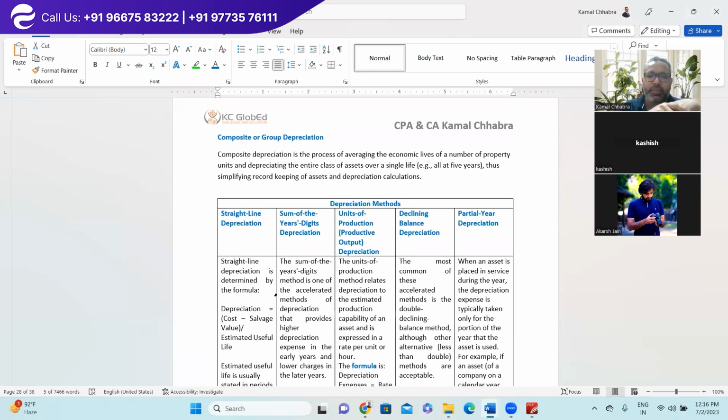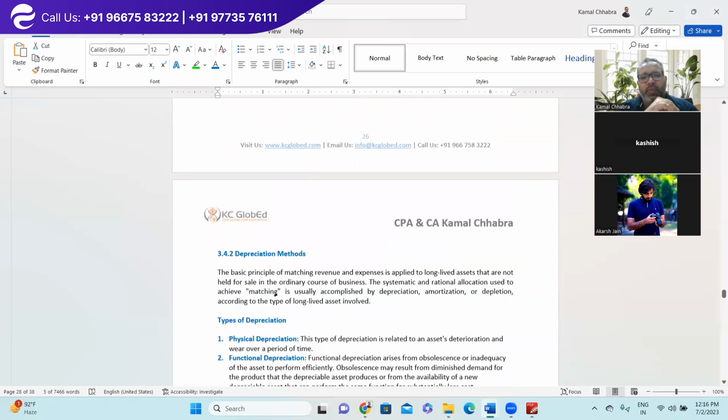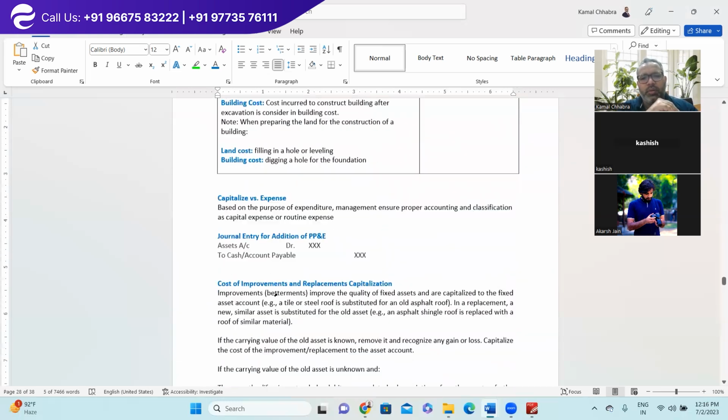Composite depreciation is the process of averaging the economic life of a number of property units and depreciating the entire class of asset over a single life, right? Thus simplifying the record keeping of the assets and depreciation calculation, and this is also allowed as per GAAP, correct, right? Okay.